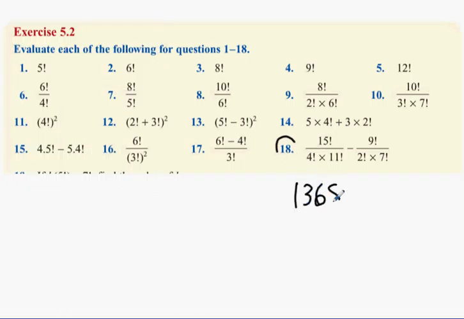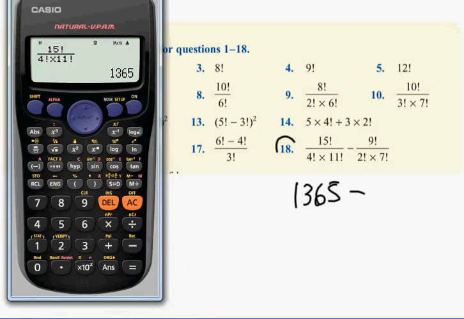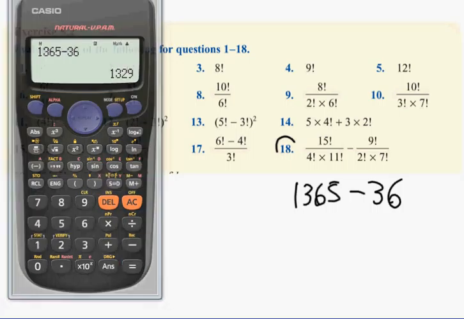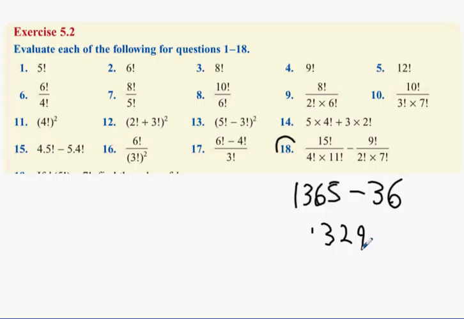And then the next one, which is going to be 9 factorial divided by 2 factorial multiplied by 7 factorial, and you get 36. So obviously one of them take away the other one is 29, is it? Oh, sorry, 1329. Everybody alright with that? It's just using the calculator.